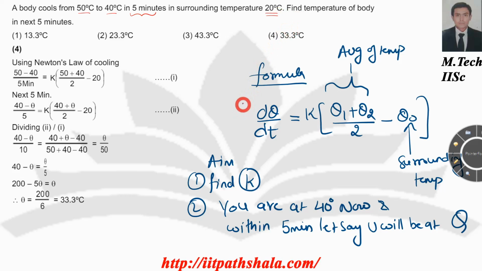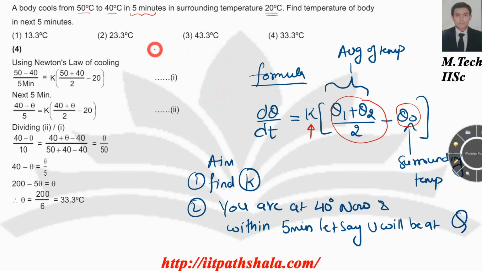So what you can do is employ the direct formula of Newton's cooling, which says dθ by dt equals k times the bracket of average temperature minus the surrounding temperature. Now your job here is to find the value of k. My aim is to find this value of k. Why? Because if I find the value of k, then from the formula itself I can figure out the final temperature of the body after the 5 minutes.